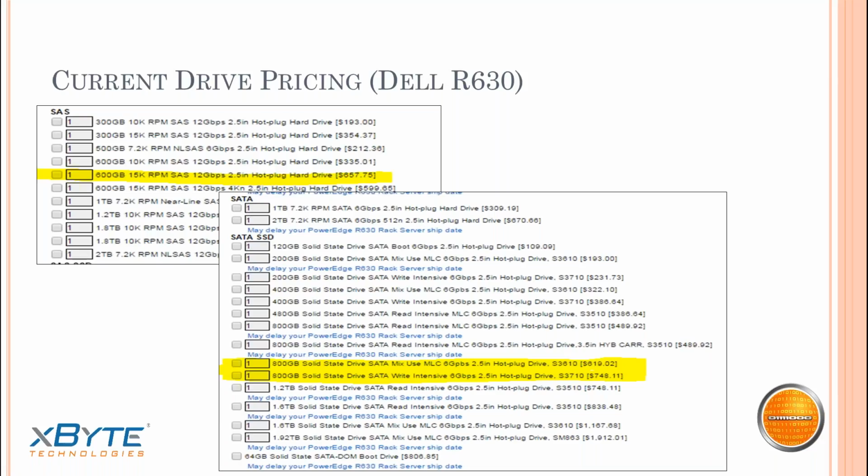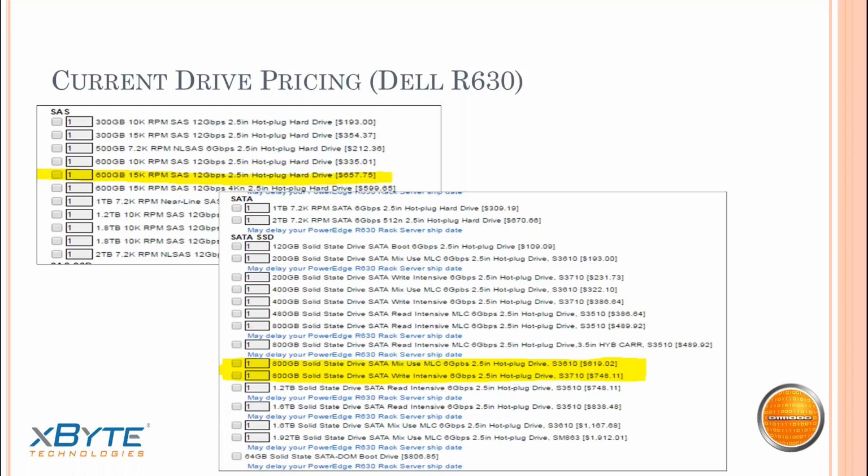Okay. All right. So John had talked about how the pricing has really come in line with the death of the 15K. Just this morning, in prepping for this webinar, I went to the Dell site, to their Dell R630 page, and wanted to pull in current pricing just to get an idea of whether what John's saying is accurate. Is the price point really that close to each other?